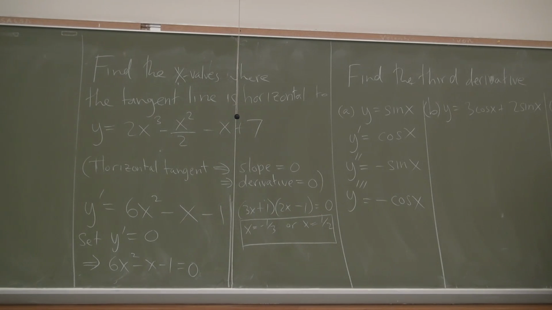Go on this one. Okay, start with the first one. First derivative, minus 3 sine plus 2 cosine. Second derivative, minus 3 cosine minus 2 sine. Third derivative, 3 sine minus 2 cosine.